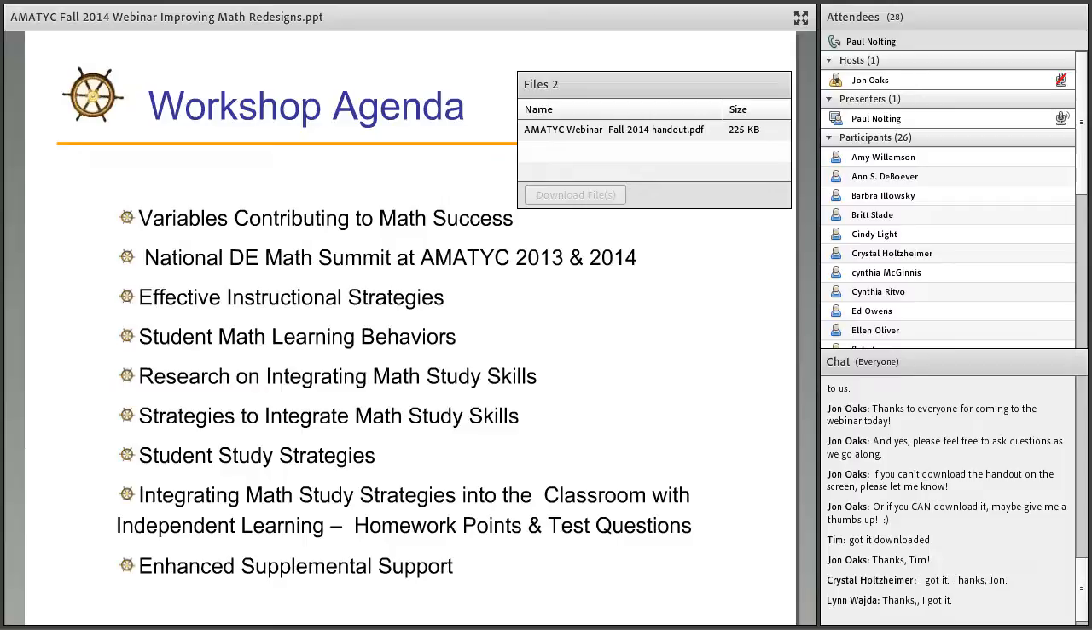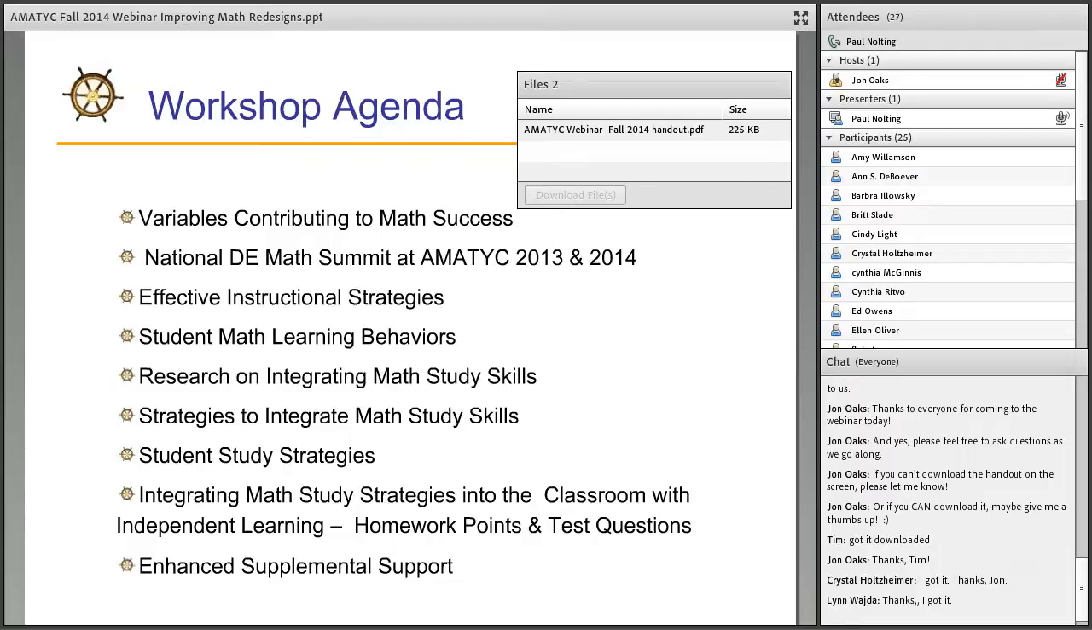We're going to look at some learning behaviors and study skill strategies because that's really picking up again. A lot of people held off on that while they were doing the redesigns. Now I'm getting more calls saying I need some help with this area. Research on math study skills, we'll do a little bit of that. Strategies to integrate, how do you put it into the system? Some student study strategies, which I'm famous for developing and other people are using. And actually, how do you integrate this into the classroom? How do you integrate this into tests?